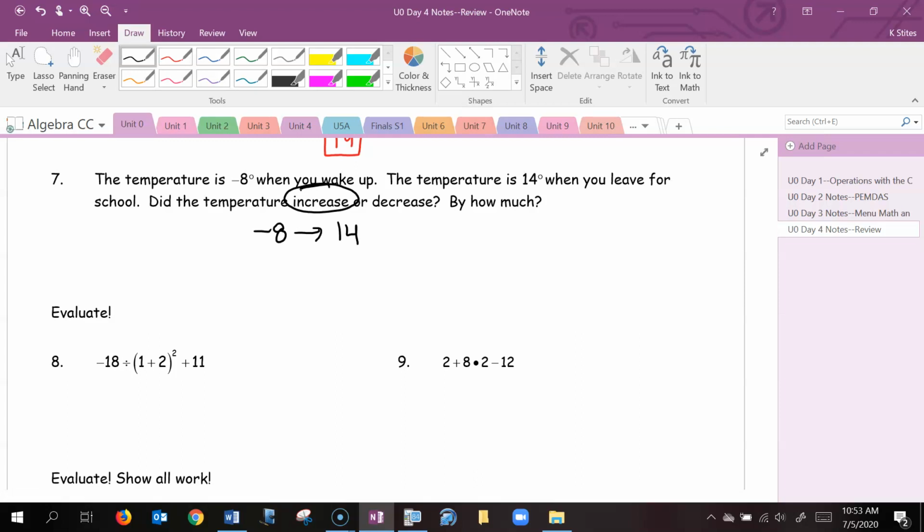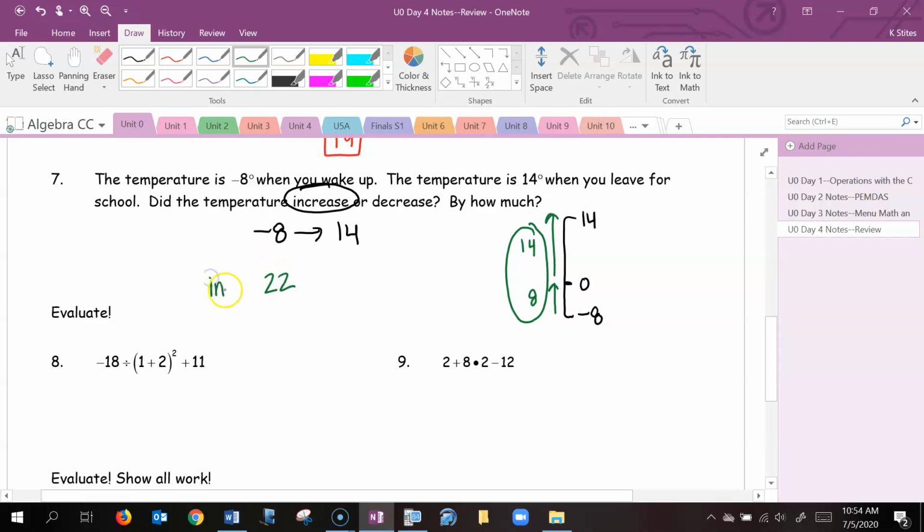Okay, because we are passing 0. So again, think about an actual thermometer. You're at negative 8, I'm going to put 0 here, and you're going up to 14. So think about this temperature rising. First, it's got to get up to 0, and it's going to go 8 degrees to get up to 0. But then, it's got to get all the way up to 14. So that's 14 degrees more. So you're actually adding a positive 8 and a 14. You moved 8 degrees and another 14 degrees. And 8 plus 14 is 22, and this is an increase. So increase 22 degrees.